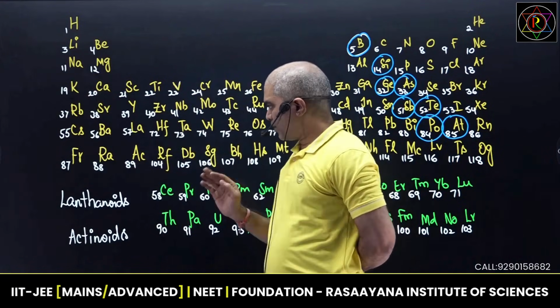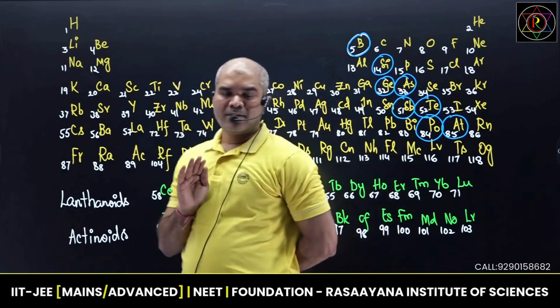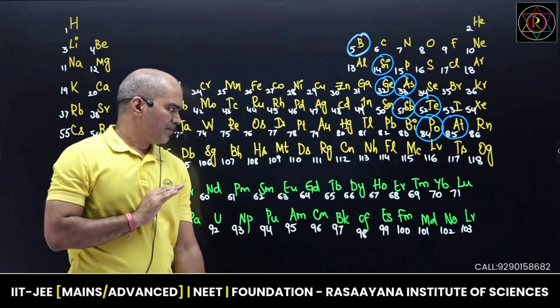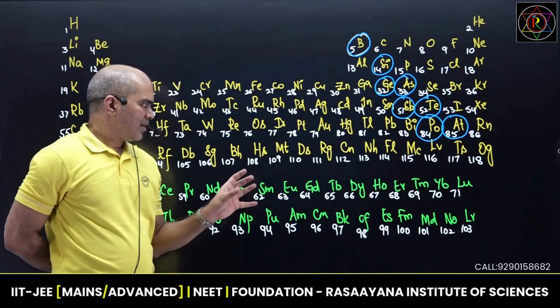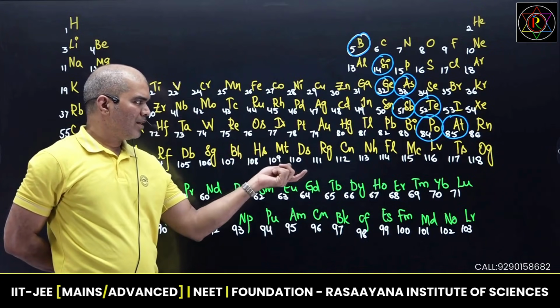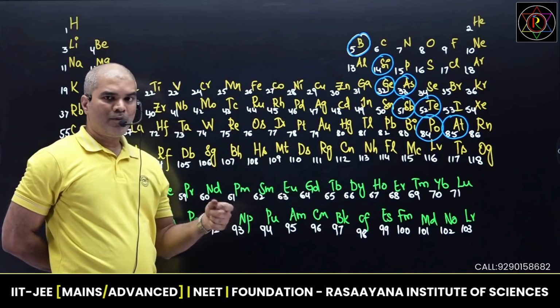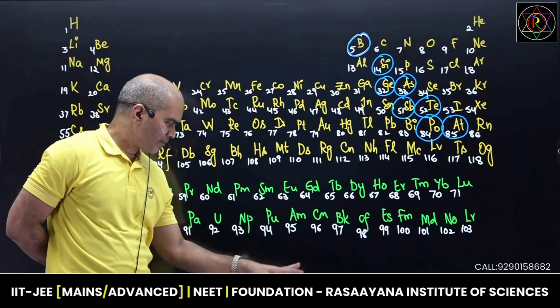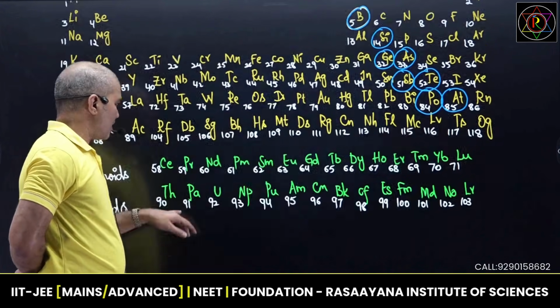Okay, so I told you up till 100 elements the namings are given, different symbols are given, but from 101, instead of directly naming them with the element symbol, we also have IUPAC naming. So let us also understand that IUPAC naming.